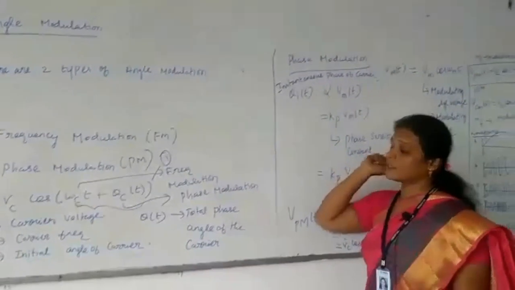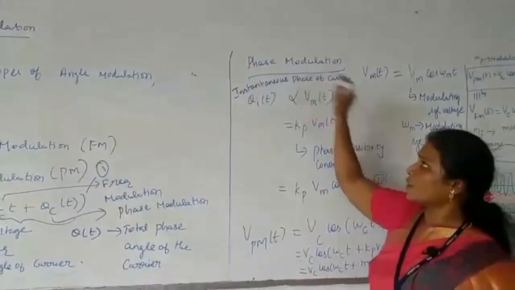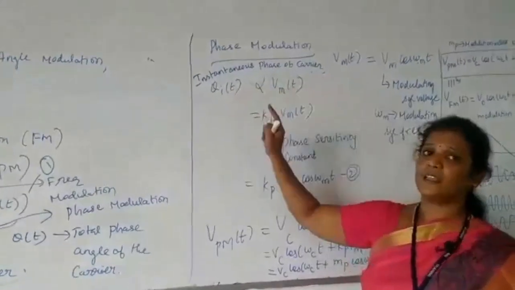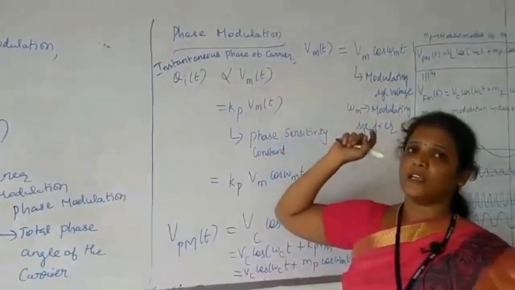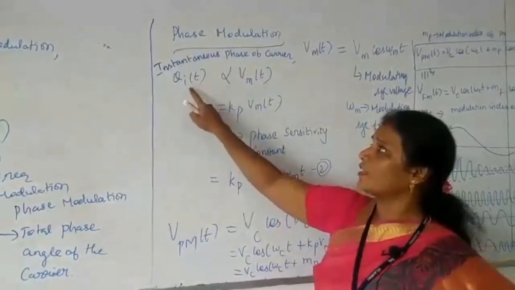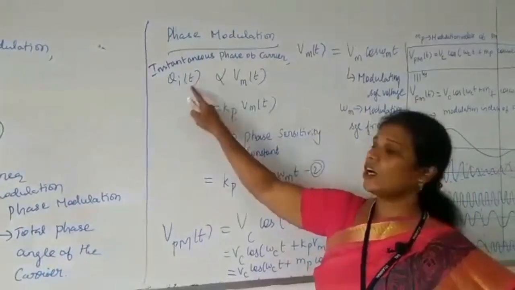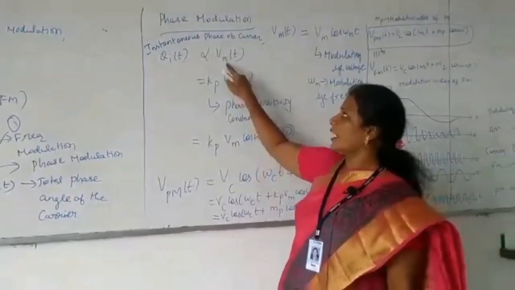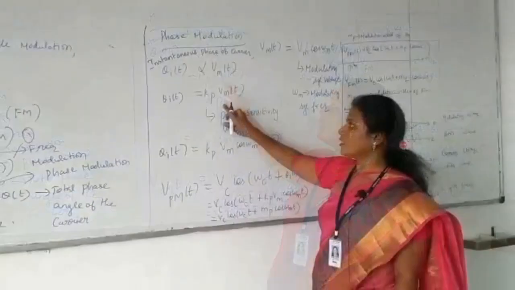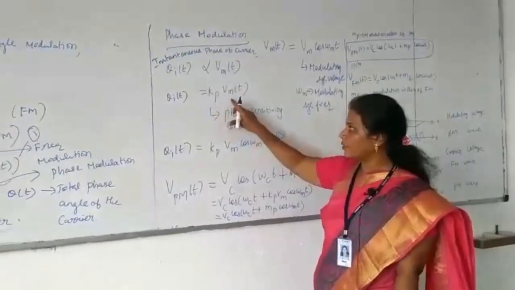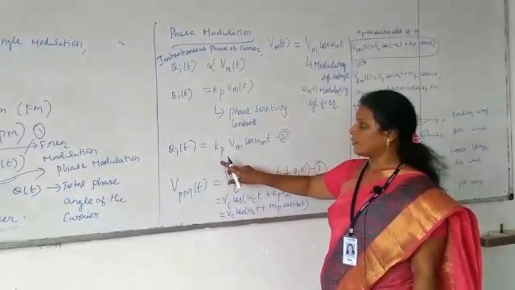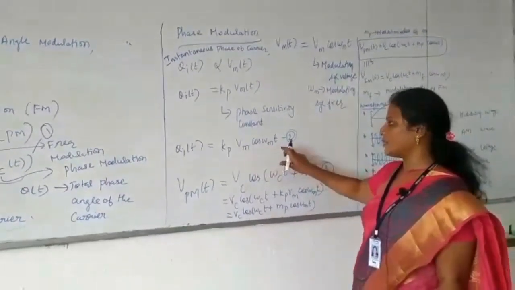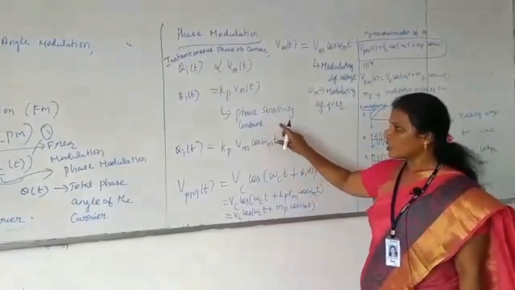Next we are going to discuss phase modulation. As I have told you already, in phase modulation the phase angle of the carrier is varied with respect to the modulating signal voltage. The changed phase angle of the carrier is represented as theta i of t. This theta i of t is proportional to Vm of t. Substituting Vm of t, theta i of t becomes Kp into Vm cos omega mt, where Kp is the phase sensitivity constant.